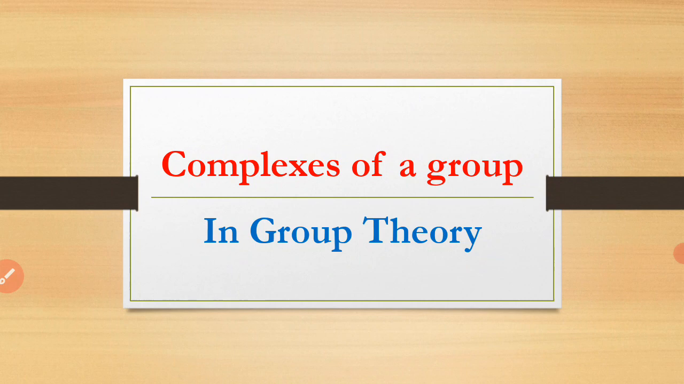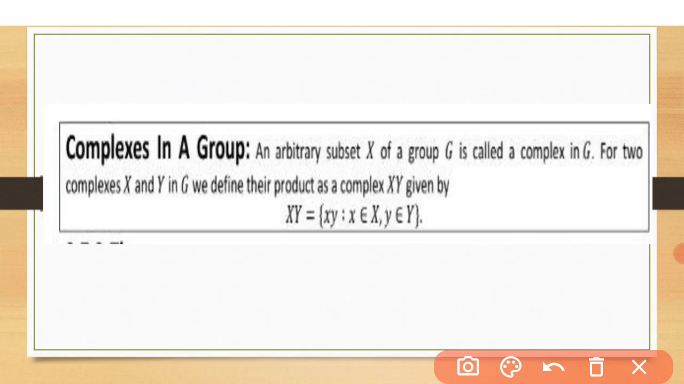Today we will study about complexes of a group. Let's start. Complexes in a group. An arbitrary subset X of G is called a complex in G. The subsets of G are called complexes of G. We are not talking about the subgroups of G, we are talking about the subsets of G. Subgroup and complex are different.